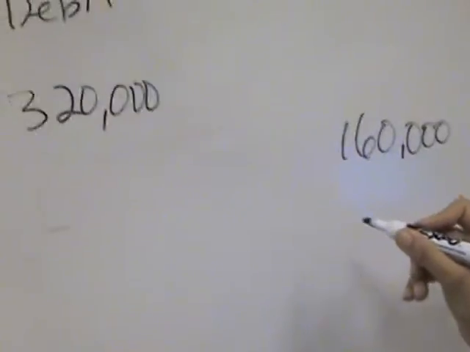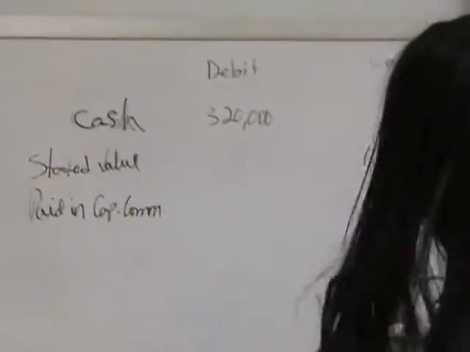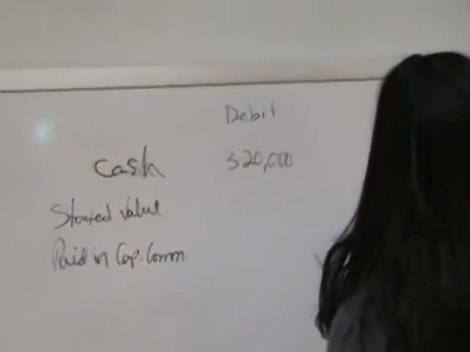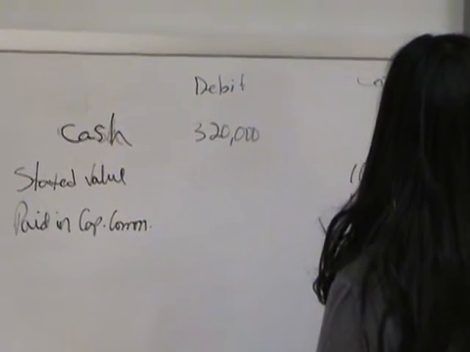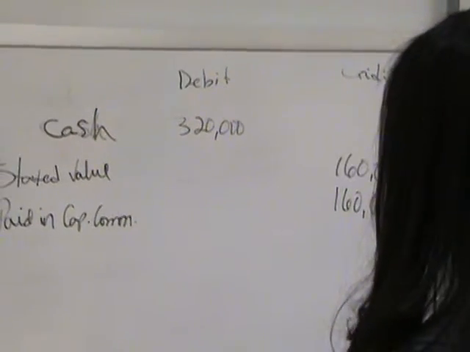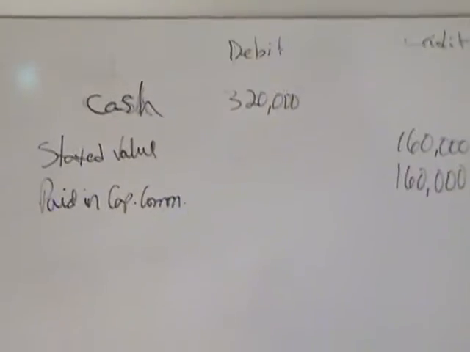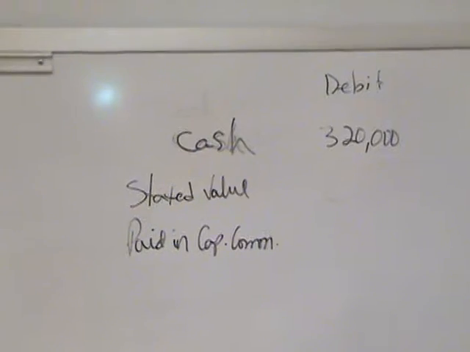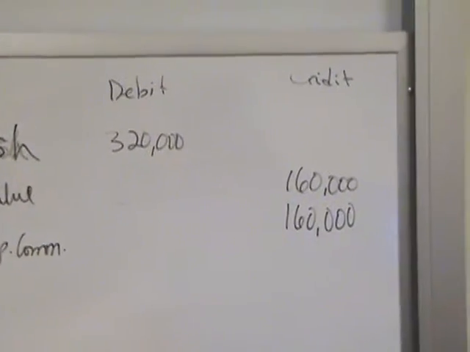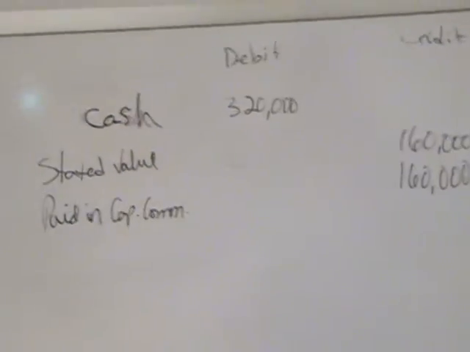For the difference, which is 160,000. Now back up from that answer so the people out in Florida could see. Okay, so that's the journal entry: debit cash 320,000, credit stated value 160,000, credit paid in capital 160,000.